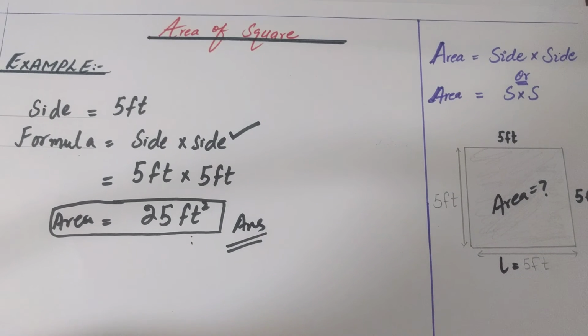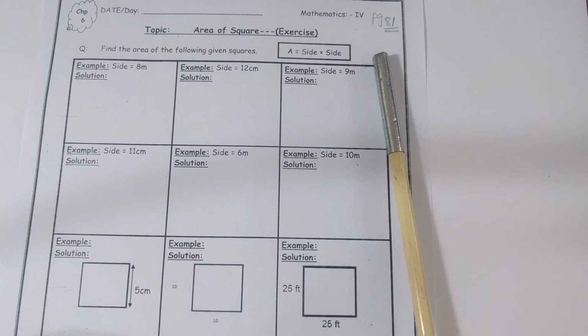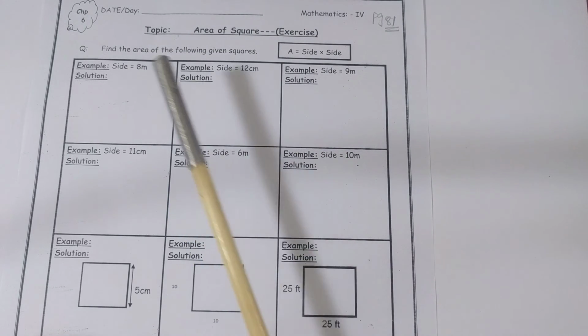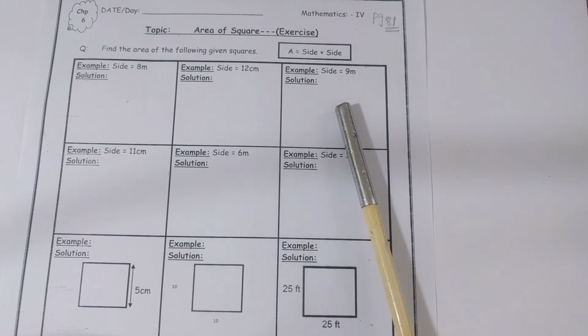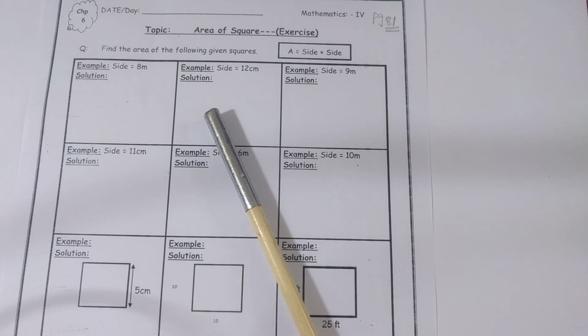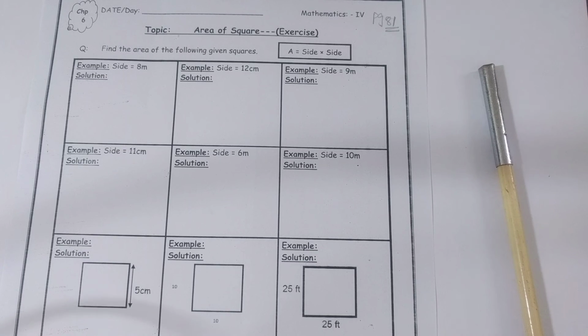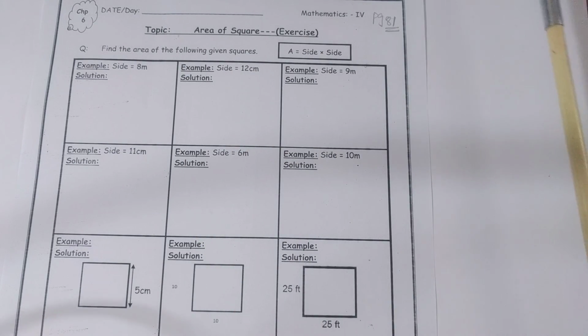Okay, now open your booklet, page number 81. Exercise is given. Find the area of the following squares. In some examples only the sides are given, and in some examples the figure is given. By the figure you will identify the side. Use the formula over here. Follow the given instructions. According to the given instructions, solve all these examples and find the area of the square. For any problem you can watch the video, follow the instructions in the video, or you can ask me.